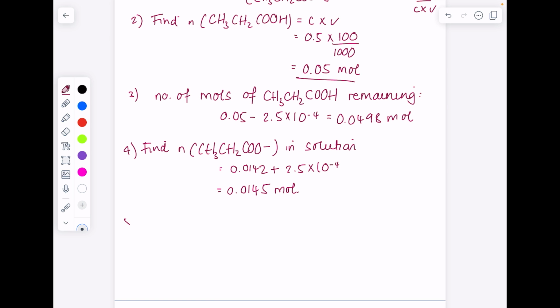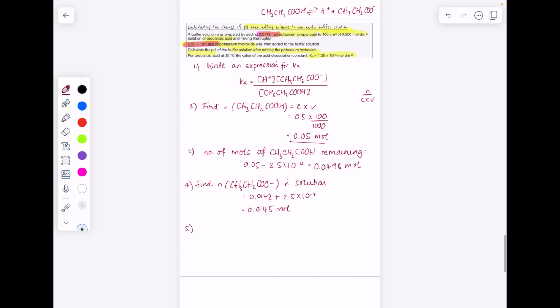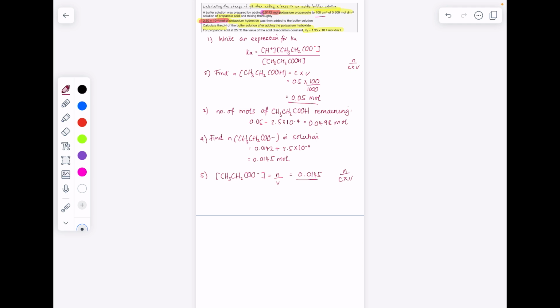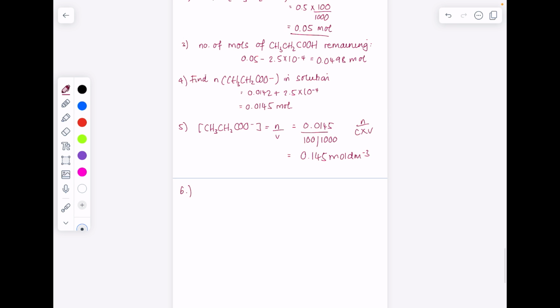We're getting closer now. We're almost ready to sub in numbers for our expression for Ka. The first thing we want to do is find the concentration of propanoate ions and find the concentration of propanoic acid. Our volume up here is 100 centimeters cubed. So there's our concentration of propanoate ions. What about our concentration of propanoic acid?